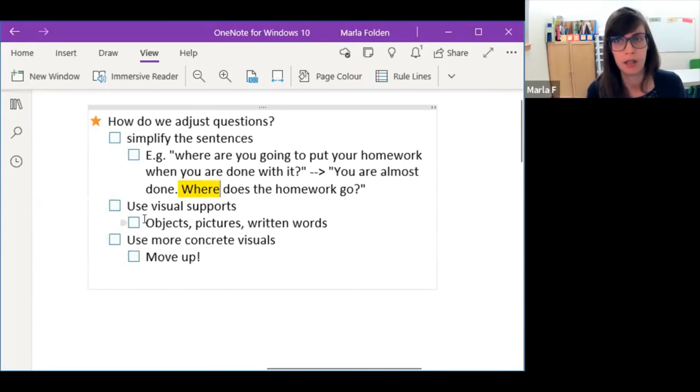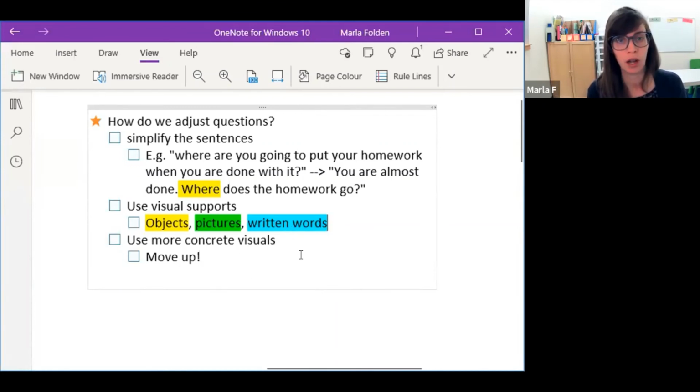We've talked about using visual supports. So again, these depend on the age and stage of the student. These visuals could be objects. They could be pictures, either photos or drawings, or they could be written words if the student is at the point where they are reading. Any of those will help to make a question more concrete and easier to understand.